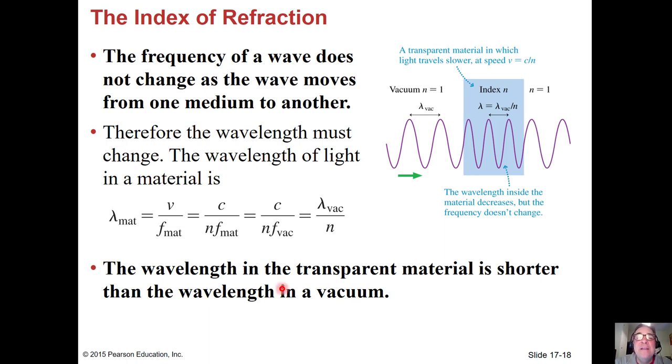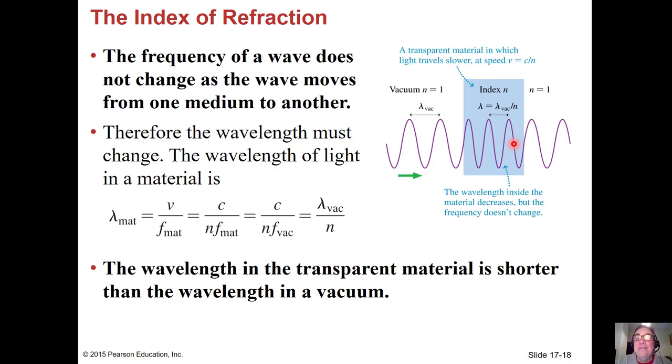Okay, so we said when light enters a material, it slows down. We were able to calculate how much it slows down from the previous formula. Well, the thing that does not change, though, is the frequency. So when light hits this material, the speed changes. The frequency does not change. The frequency is just how often the wave is interacting with atoms and they interact with their partners. So the frequency can't change.